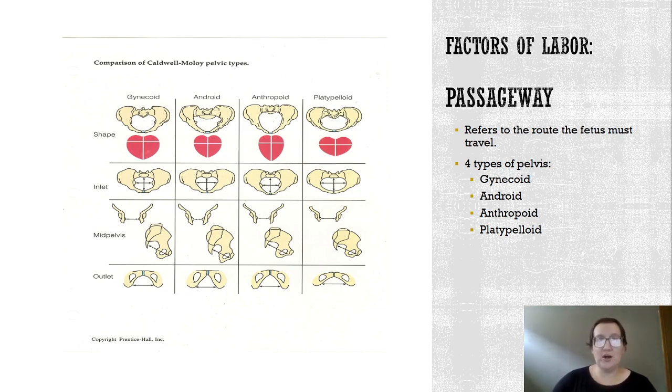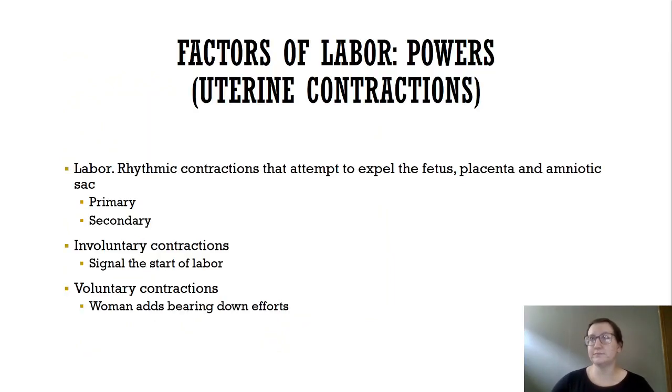So do we all fall into one of these 4 categories, cut and dry, that's it? No. Everybody's usually a mix of these 4. So it's really hard to walk in and say, hey, you have an android pelvis and are not going to be successful in this delivery. We don't really do that.